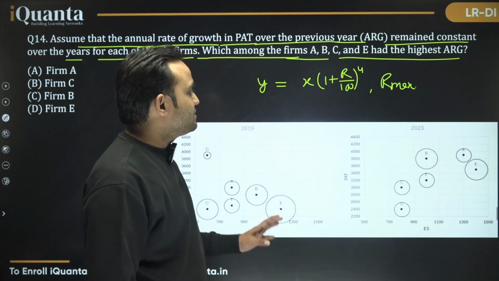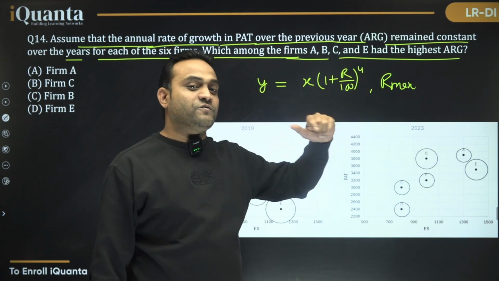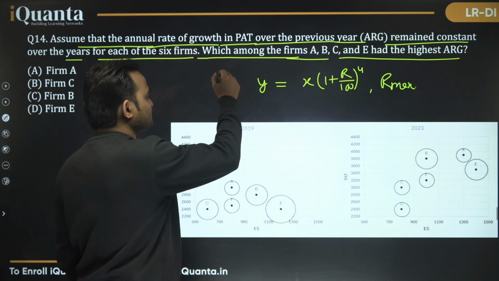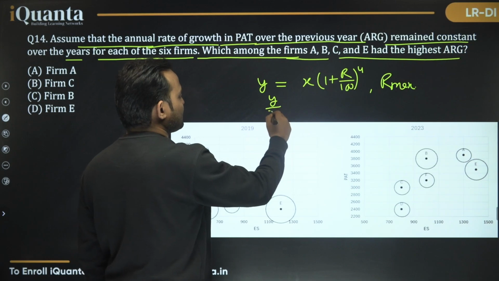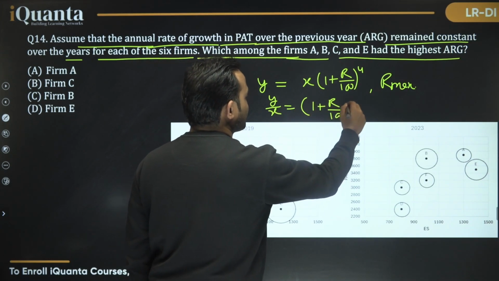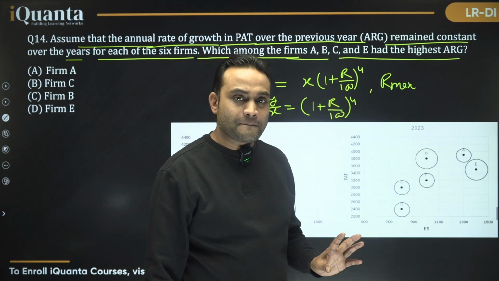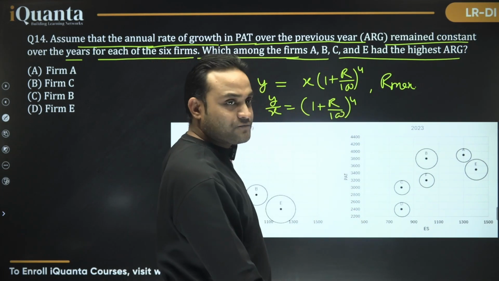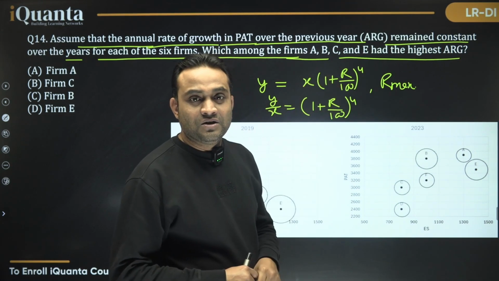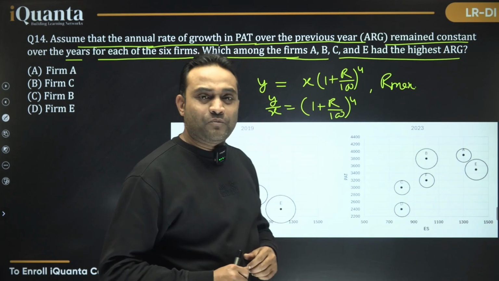So if we try to calculate this R for each firm, it will be very calculative. Overall, we can say Y by X is equal to 1 plus R by 100 to the power 4. This power 4 is constant throughout in each of these firms while calculating their ARG. So can we say this ARG depends on nothing but the final value upon the initial value.